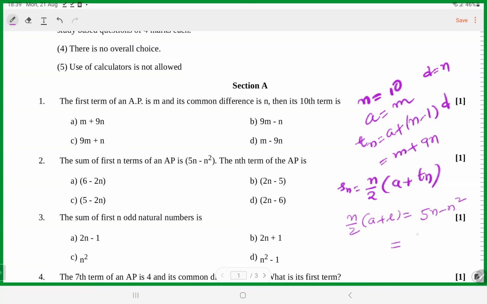So take out n by 2 common, then what will happen? 5 minus... 10 minus 2n, is it? 10 minus 2n. So what is a here? So equal to n by 2 into a plus l. Then cancel n by 2, n by 2. So a plus l equal to 10 minus 2n. So from that, how to find out the l value?